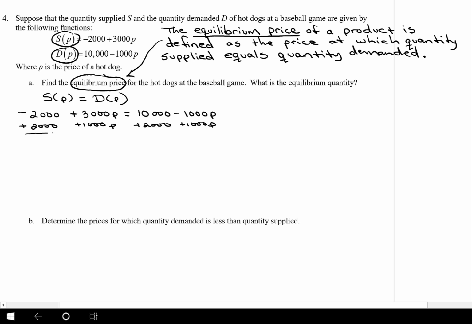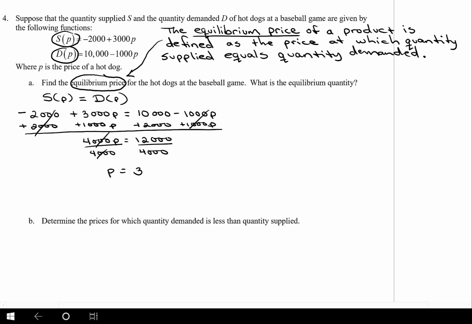All right, so I'm going to move all my P values over to the left and all my constants, anything without a P, to the right. I'm going to solve for P, divide both sides by 4,000, and I'm going to get P is equal to 3. Now let's recall, what does this mean? We said P represents the price of a hot dog. So this means that the equilibrium price for a hot dog is going to be $3.